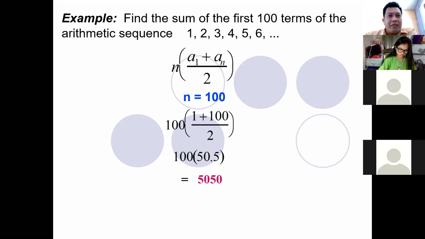This is always my favorite question in a math quiz. Easy question: what is the sum of the first 100 terms in the arithmetic sequence? The answer is 5,050. It's easy to memorize.